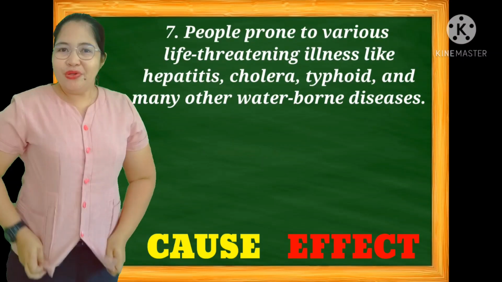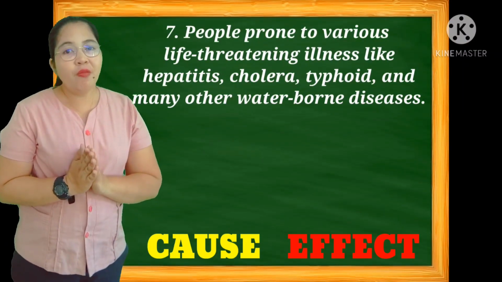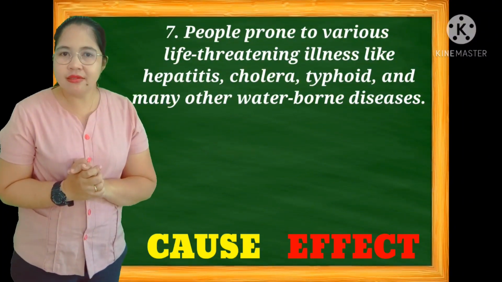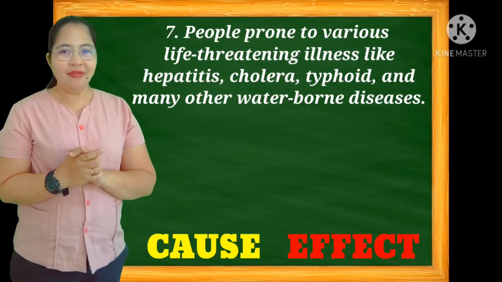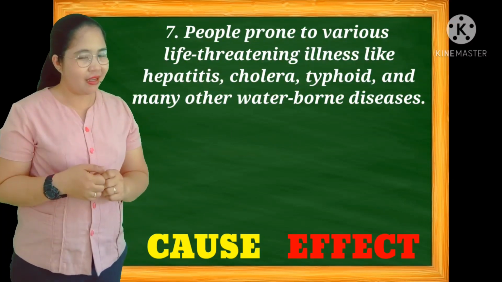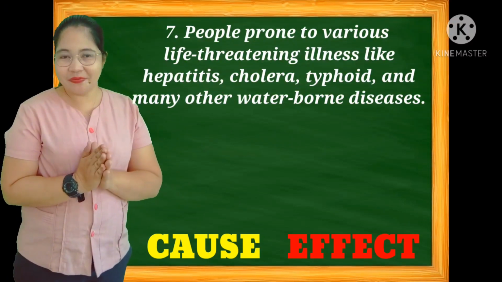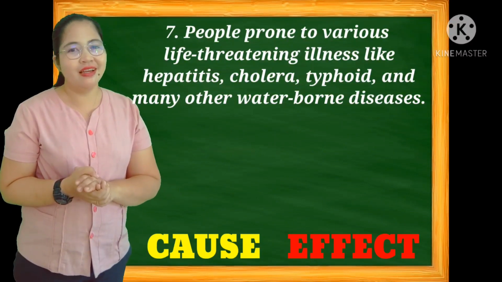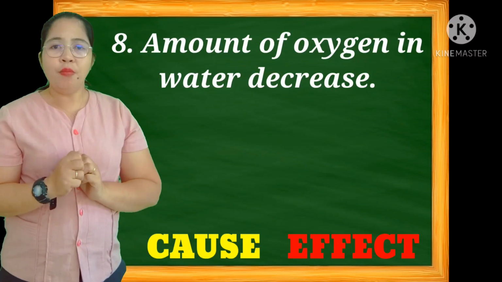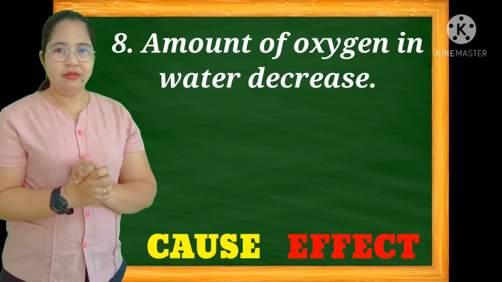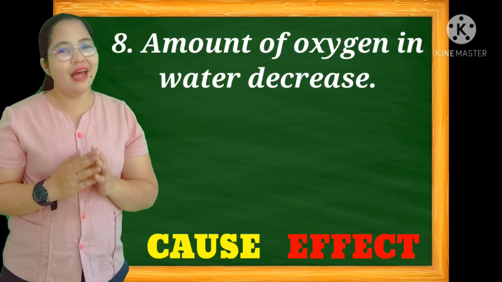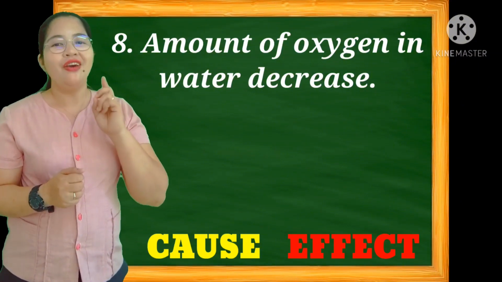Very good. Number 7. People prone to various life-threatening illness like hepatitis, cholera, typhoid, and many other water-borne diseases is a cause or effect. So what is your answer? The answer is effect. Very good. Number 8. Amount of oxygen in water decrease. It is a cause or effect. What is the answer? That is an effect.